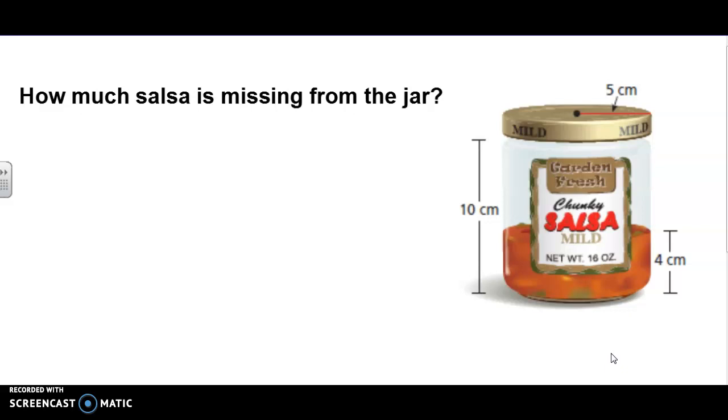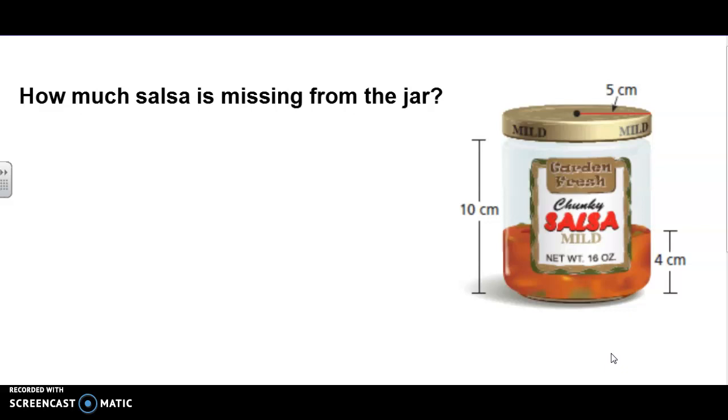Today we're going to just talk about some word problems revolving around cylinders and the volume of them, and how you can come up with different real-world scenarios for when you would use it. So, of course, this has always been a question that you've had to deal with in your lives when you go to the fridge to get a jar of salsa and you want to know how much salsa is missing from the jar. We've all had that problem, I'm sure.